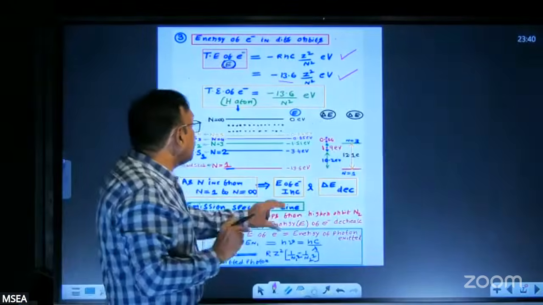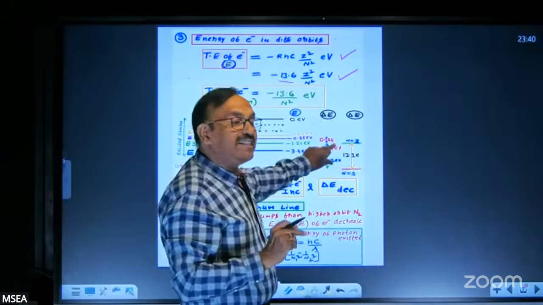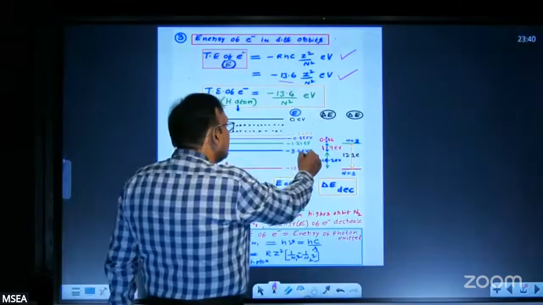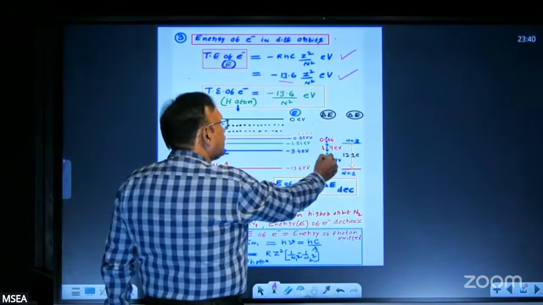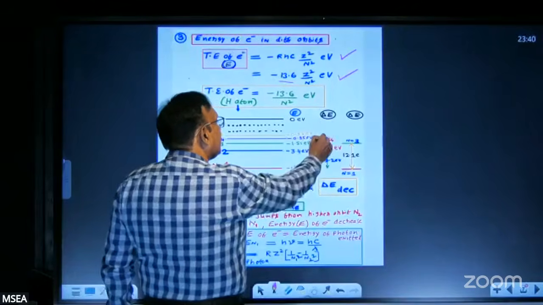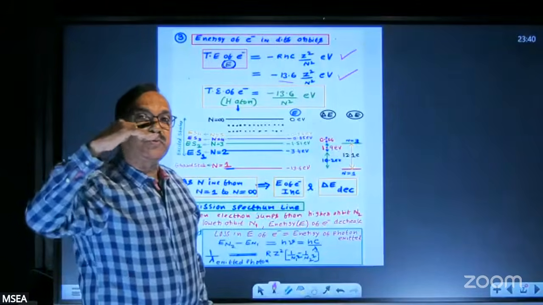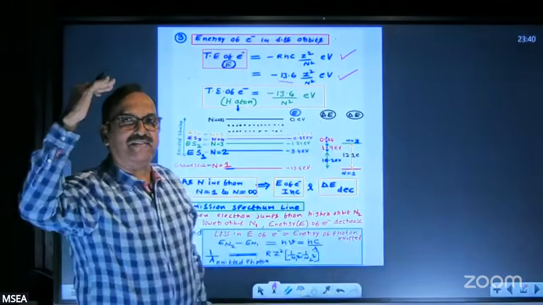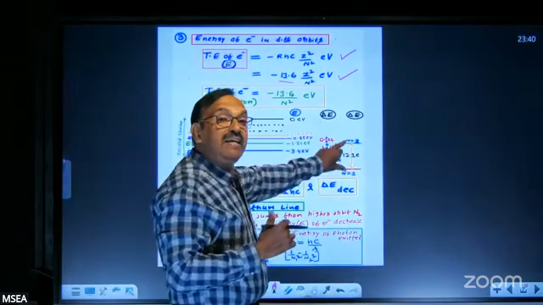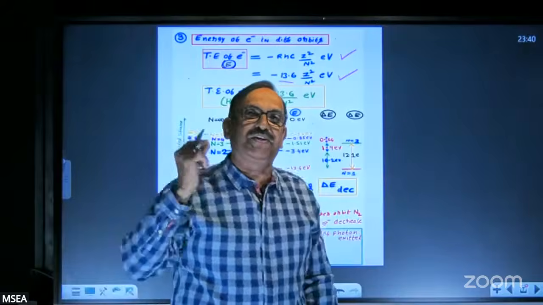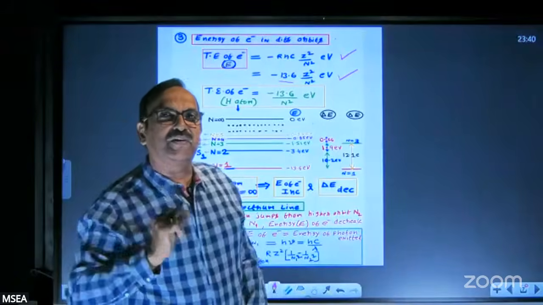Not only that, the difference between the energies of the successive orbits. What is the difference in these two energy levels? It means 10.2 eV. Here it is 1.9 eV. Here it is 0.6 eV. Now, those students who are aiming for almost full marks, they even remember these things to be most comfortable in answering the questions. They hear the question and immediately answer.